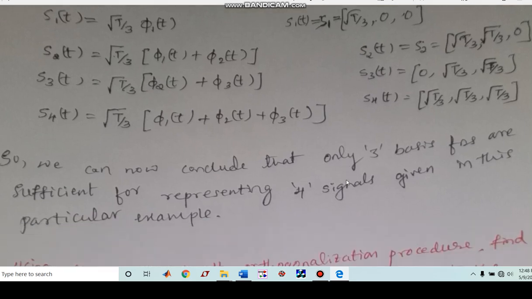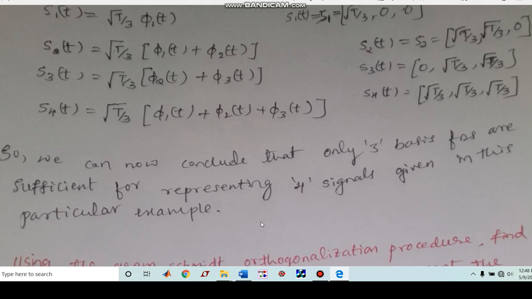By this, what can we conclude? With only three basis functions, or a minimum of three basis functions, we can sufficiently represent the four signals given in this particular example. I hope you have understood the orthogonalization procedure in a better way now.